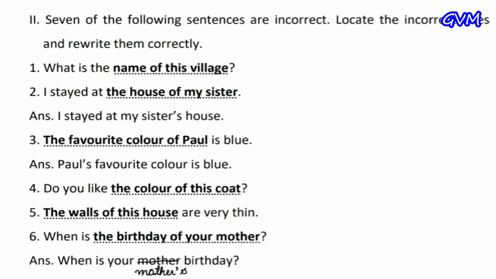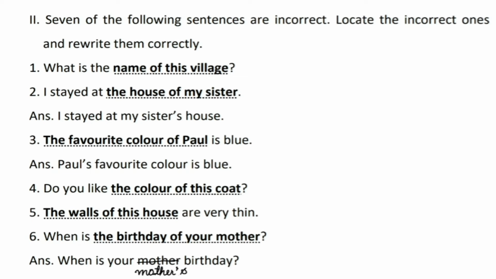This sentence is incorrect because sister is a noun, and in the possessive case we use the noun in the singular. The possessive is formed by adding apostrophe s, and the correct answer is I stayed at my sister's house. We write apostrophe s after sister in this sentence. Third, the favorite color of Paul is blue, and the correct answer is Paul's favorite color is blue. In this sentence, Paul's refers to a noun, so we use apostrophe s.